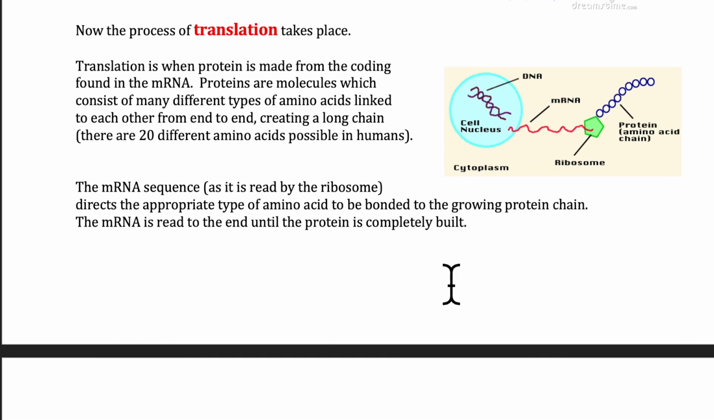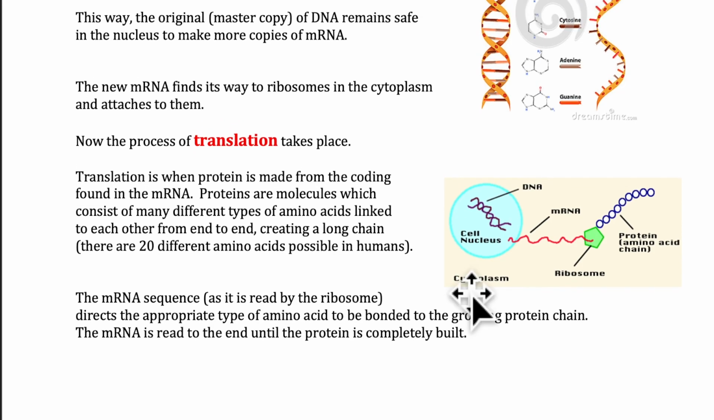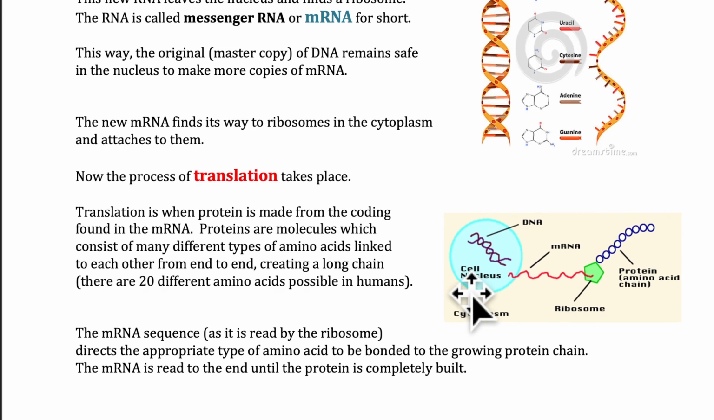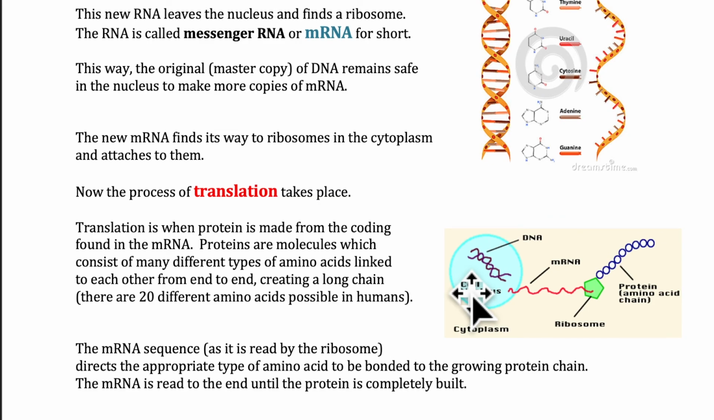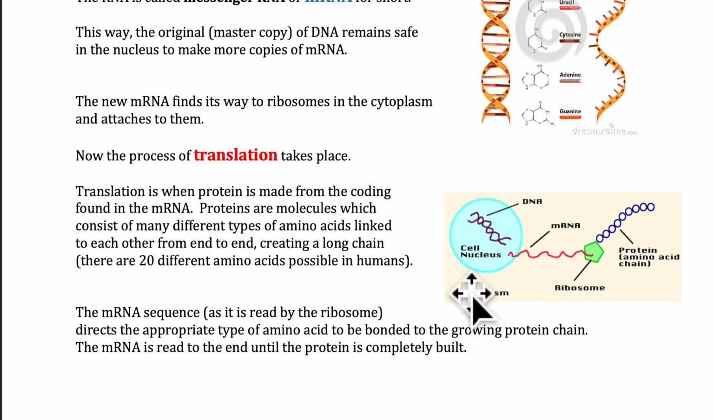Now the process of translation takes place after the new mRNA finds its way to ribosomes in the cytoplasm and attaches to them. Translation is when protein is made from the coding found in the mRNA. Proteins are molecules which consist of many different types of amino acids linked to each other from end to end, creating a long chain. There are 20 different amino acids possible in humans, right?